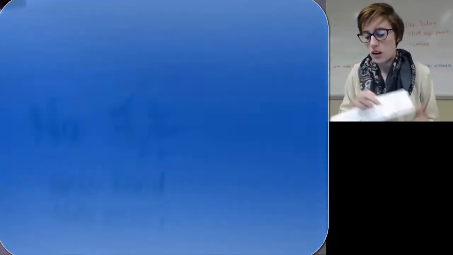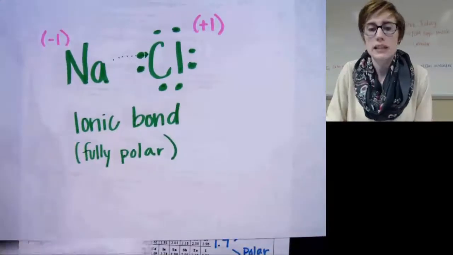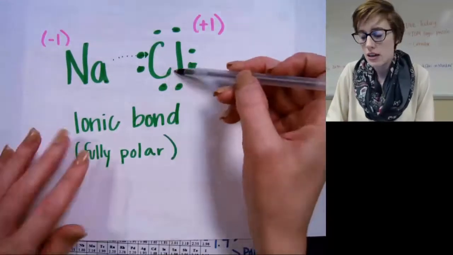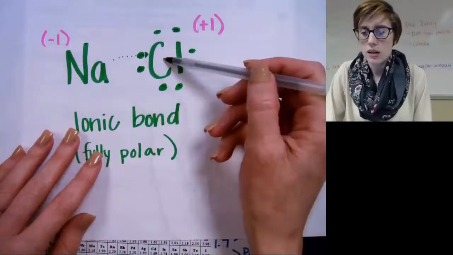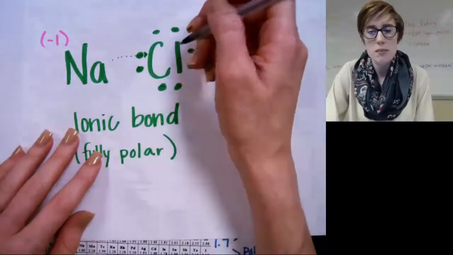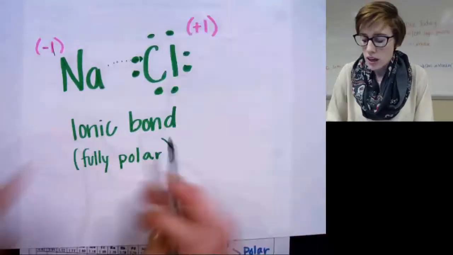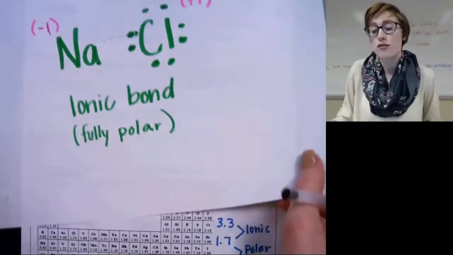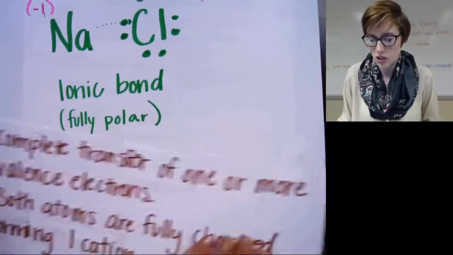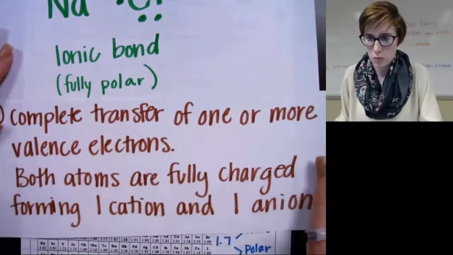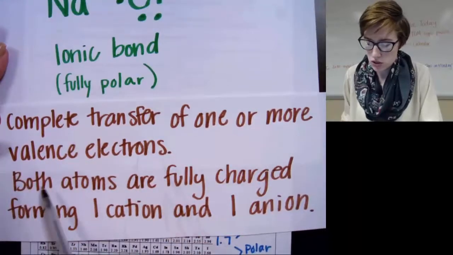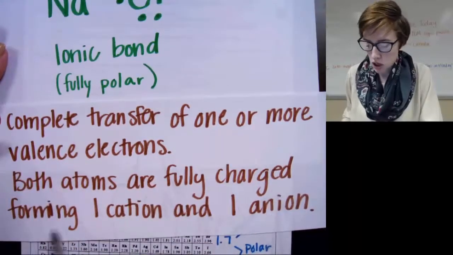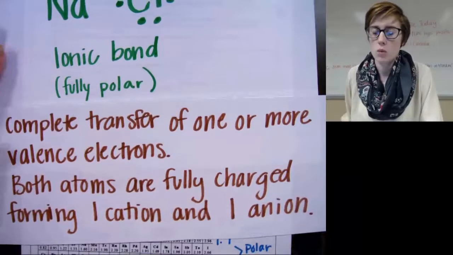And that is when one atom is so completely stronger than the other atom that it completely steals the electron away. So when chlorine completely steals the electron away, does sodium have that electron at all? No, it doesn't. This ionic bond is fully polar, meaning it's fully charged. So here's what I kind of wrote about it. There's a complete transfer of one or more valence electrons. Both atoms are fully charged, forming one cation and one anion.